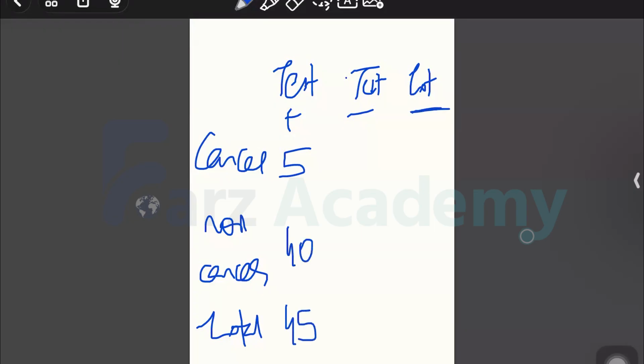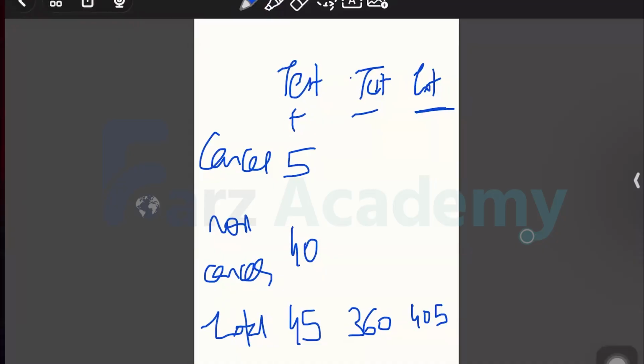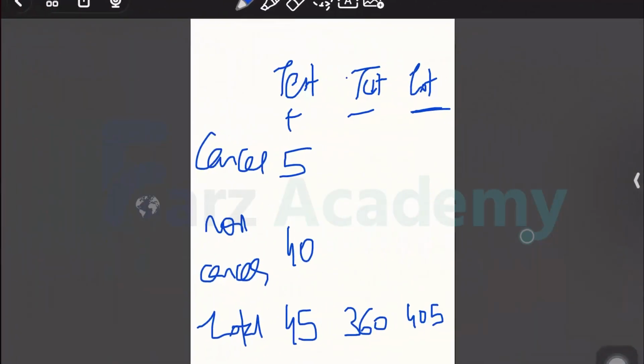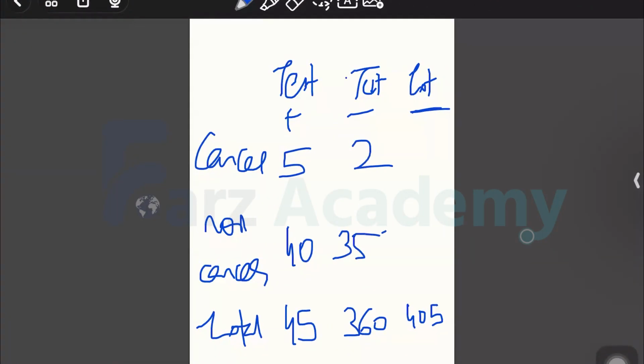Right? We know this total number of patients is 405. So this comes here as 360. Then colonic carcinoma was found in 2 patients who tested negative by this, whereas no cancer was found in 358 patients. So here it would be 2, here it would be 358. So 740 plus 398.